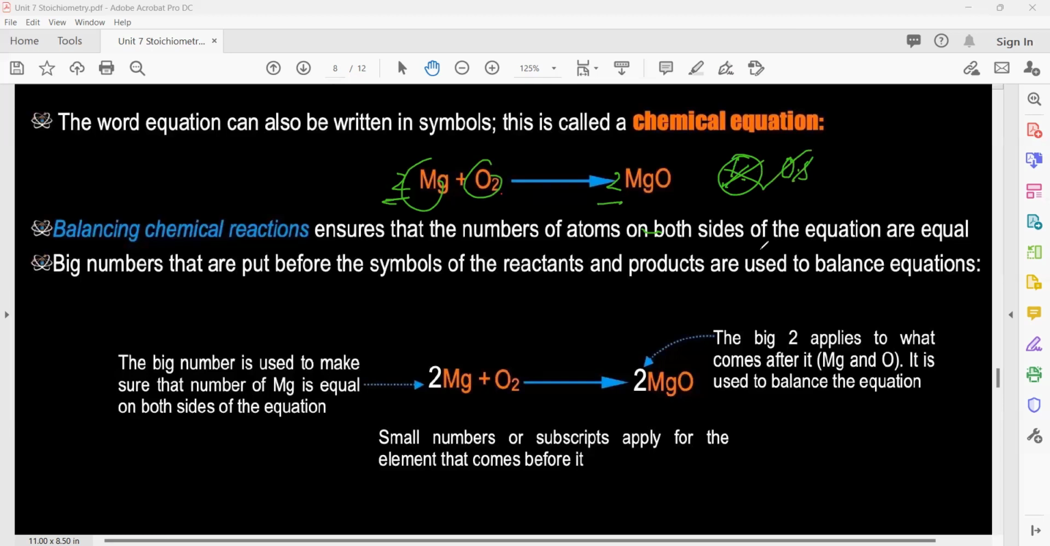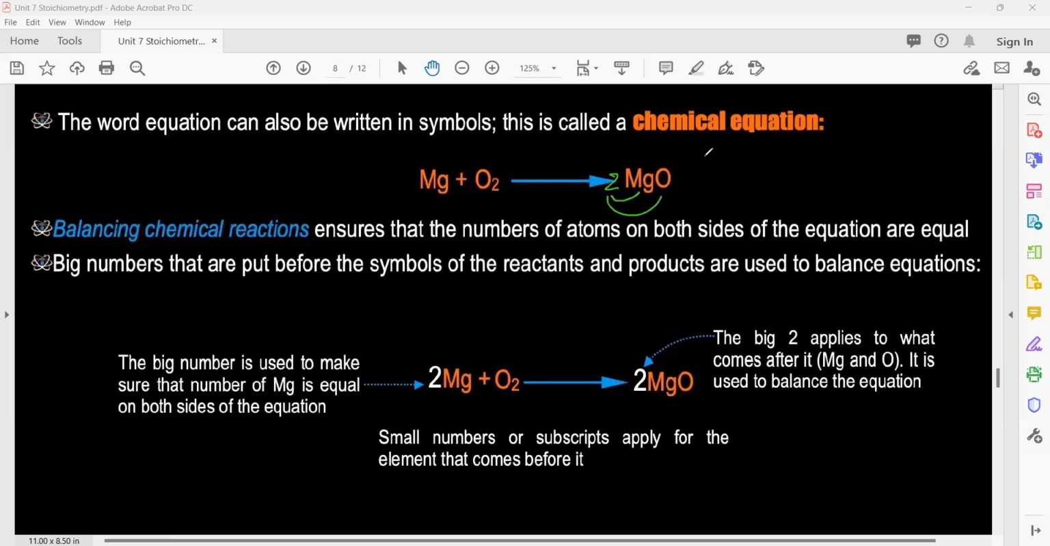So whenever you want to write a chemical equation, make sure it is balanced. What do you mean by balanced? On both sides, the number of atoms of each element should be equal. If there are 2 magnesium here, there should be 2 magnesium there. On this side, how many oxygen? 2. So there should be 2 oxygen there. Then it is balanced. When you write a 2 here, this 2 will count for both, for this one also, for this one also.